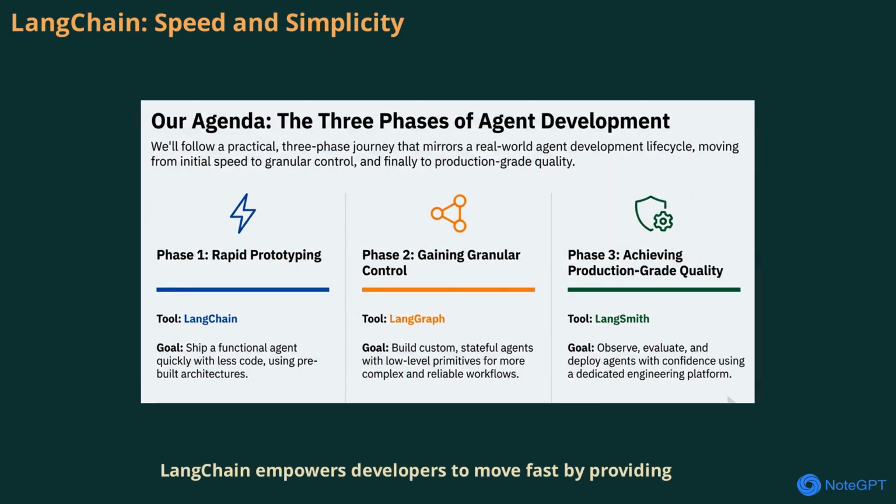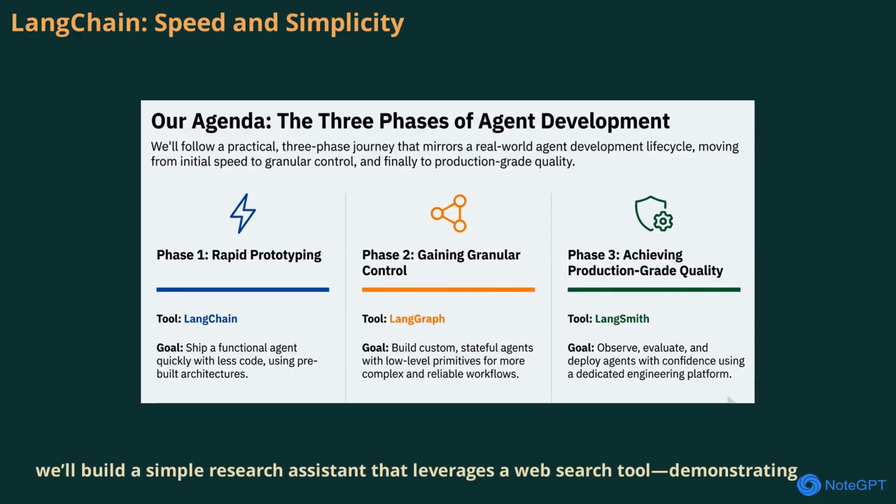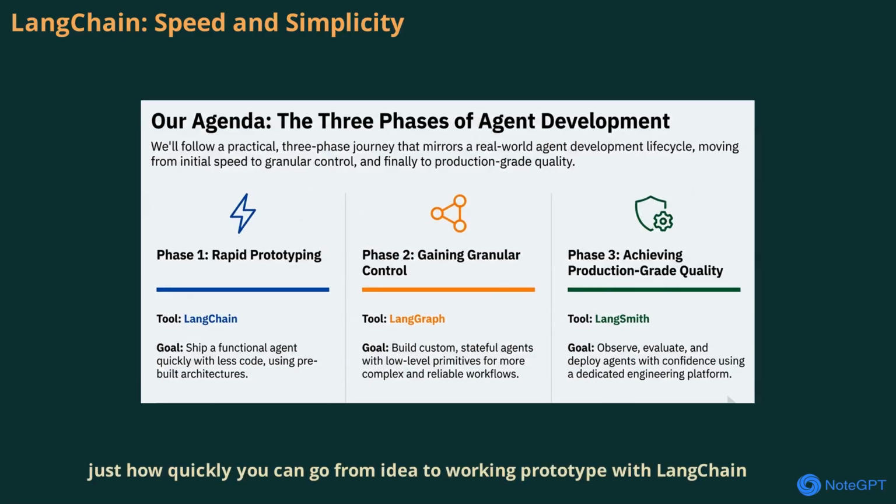LangChain empowers developers to move fast by providing pre-built agent architectures and over 1,000 model integrations. Its high-level components, such as tool calling and ReAct, minimize the need for repetitive code. This means you can focus on building your agent's unique features rather than reinventing the wheel. For our practical example, we'll build a simple research assistant that leverages a web search tool, demonstrating just how quickly you can go from idea to working prototype with LangChain.